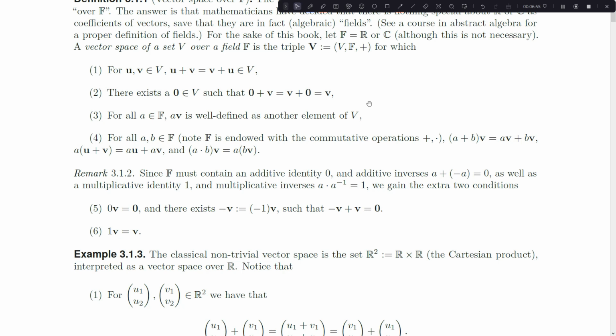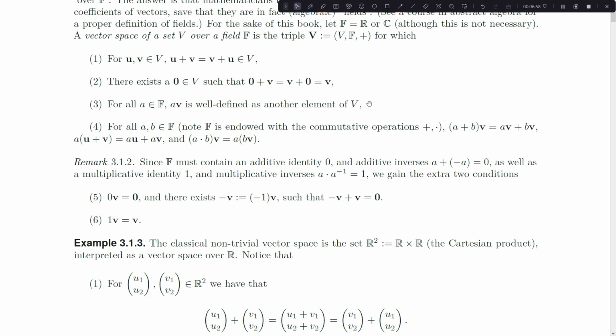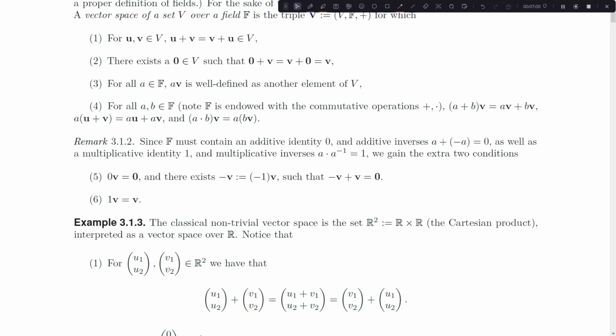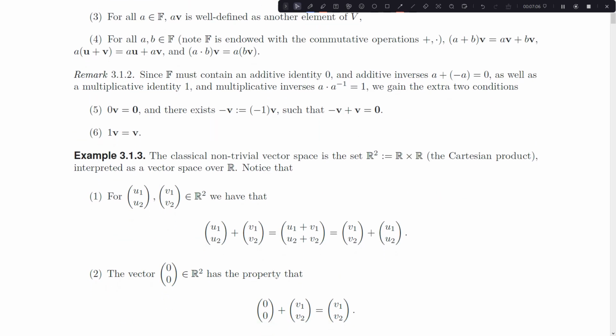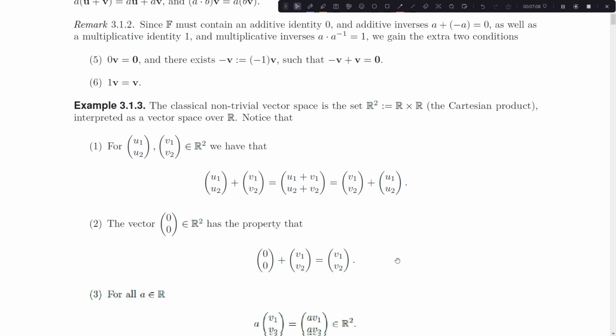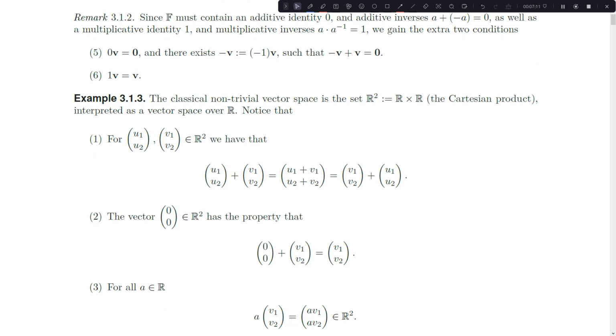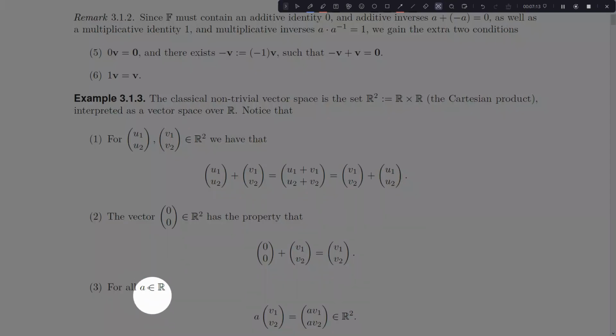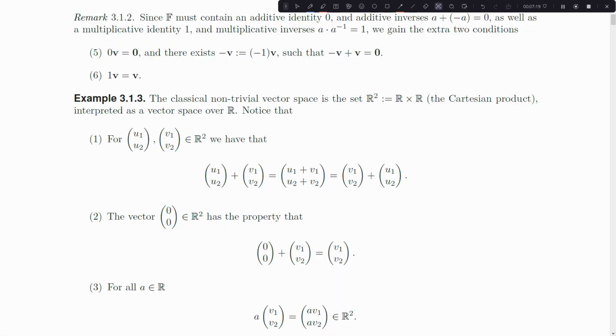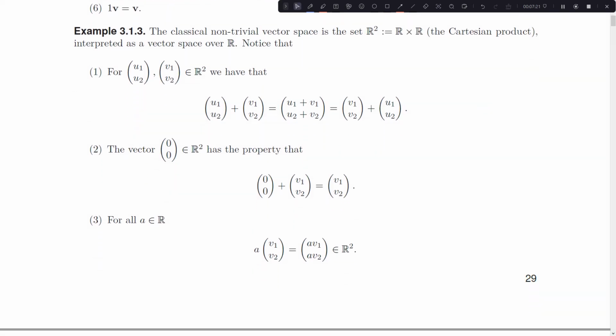So the first one says for any 2 elements in the space, if I add them together, I end up with an element of the space, and addition is commutative. And that's very much true. There is a 0. The 0 vector is the 0 in this case. For all a's in my scalar field, which in this case is the real numbers, I can just perform scalar multiplication on the vector, and that's an element of R2.